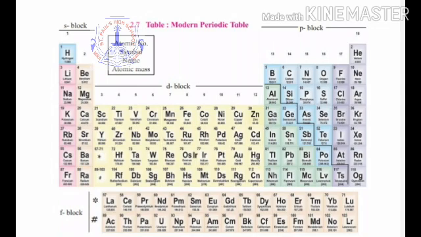The seventh is an incomplete period, and here you find one particular red colored box, beginning from atomic number 89 till 103. This is called the actinide series. This is a series of radioactive elements.